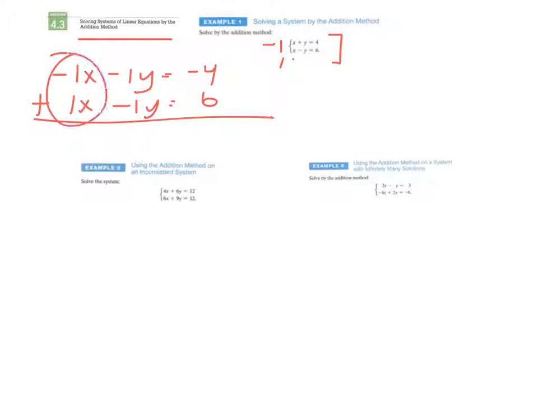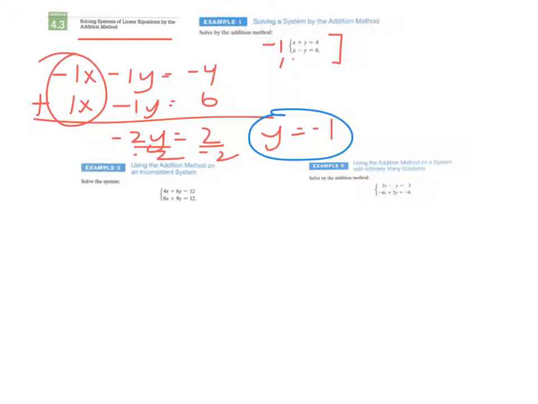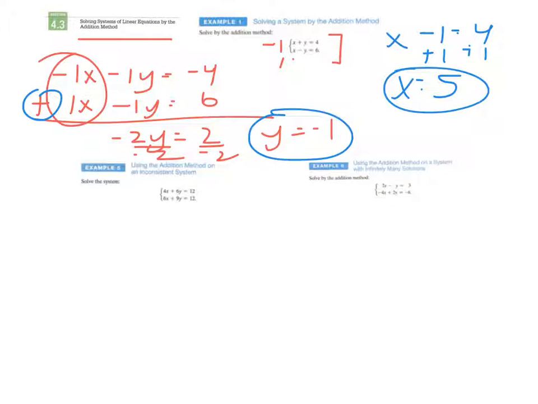When I add, this goes to 0. This adds to a negative 2y, and this adds to a positive 2. And when I divide by a negative 2, I get y equals a negative 1. Once again, once we know 1, we can substitute back in, and I'll substitute in this top one. x minus 1 equals 4, and if I add 1 to both sides, I just want to make sure that's not a negative. So when I do that, I get x equals 5. And so there's my second solution. So this method is the addition method. I'm adding, notice the addition, but I'm going to multiply so I can add.